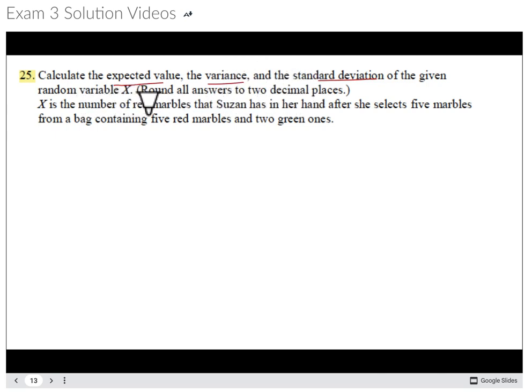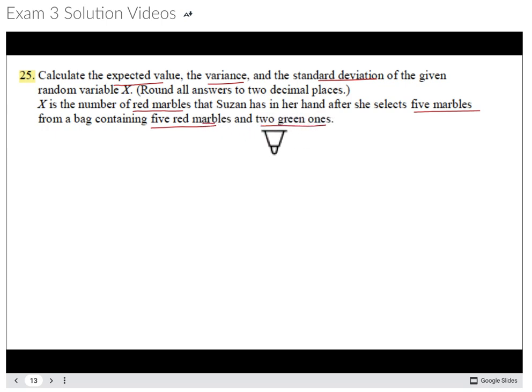Here's our random variable. So X is the number of red marbles that Susan has in her hand after she selects 5 marbles from a bag containing 5 red marbles and 2 green ones. So X is the number of red marbles, right? So could she have 0 red? No, because there's only 2 green, right?